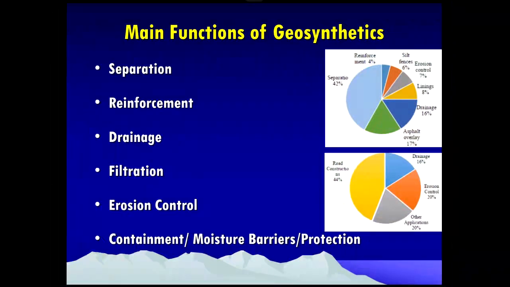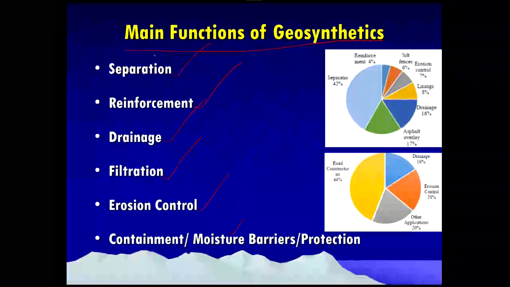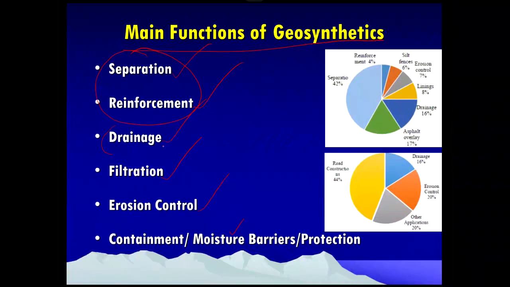Now, what are the main functions of these geosynthetic materials? If you look at any kind of literature, mostly you'll find the main functions of geosynthetics are these: separation, reinforcement, drainage, filtration, erosion control, and moisture barrier and contaminant. Let us limit our presentation mostly to certain parts of this. It's not possible to cover every part, but we will discuss elaborately what separation is, what reinforcement is, and what drainage is.